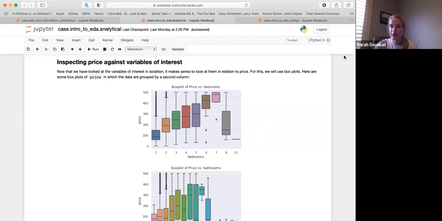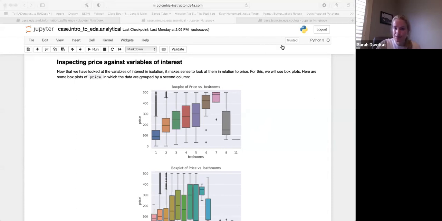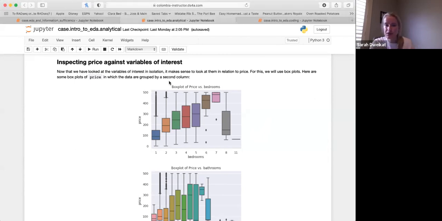If anyone is unfamiliar with box plots, just let me know. I'm happy to go over that a little, but just a brief refresher. When you're looking at a box plot, we have our median as the line here. Then we have our 25th percentile and our 75th percentile. Then we have an upper bound and a lower bound, and anything outside of those would be considered outliers. That's how we're looking at this data.